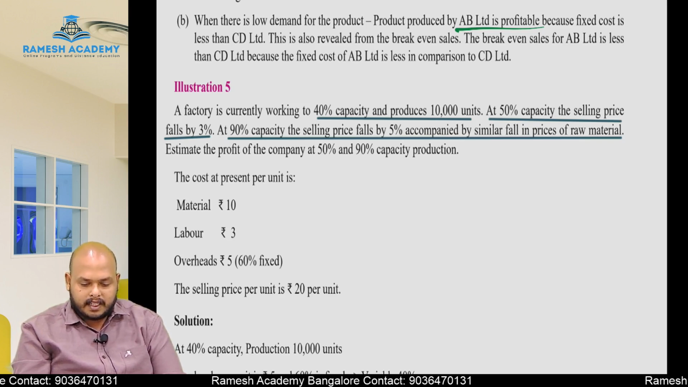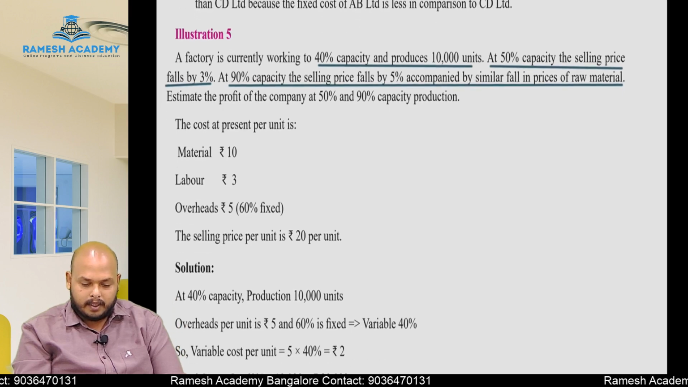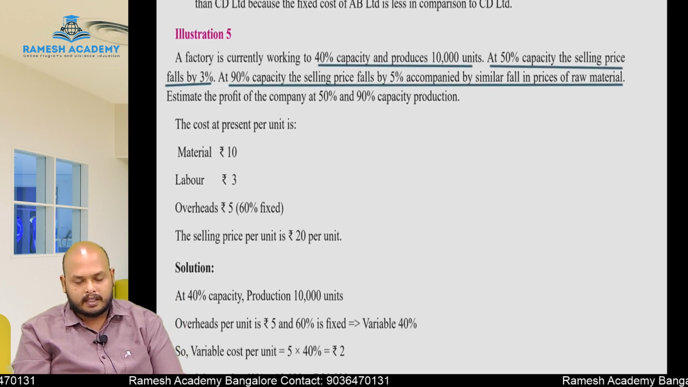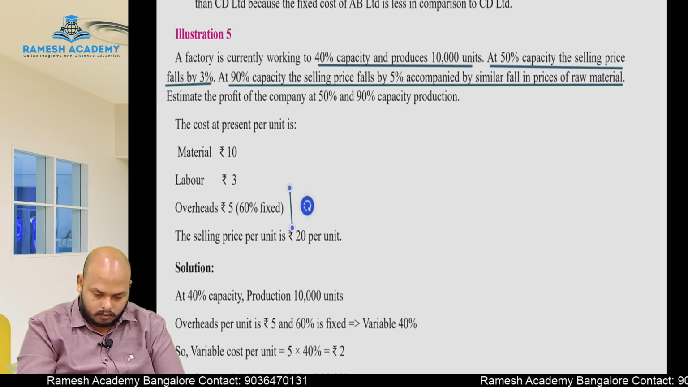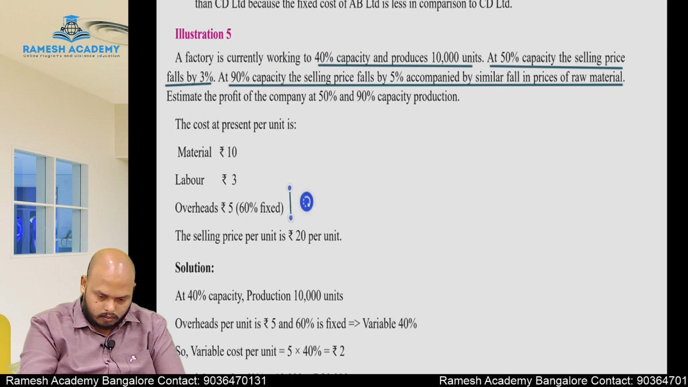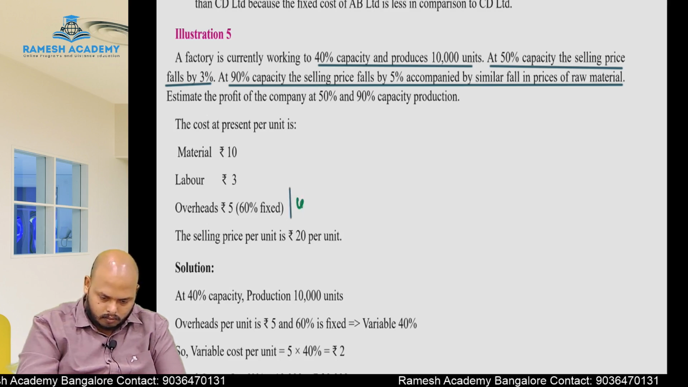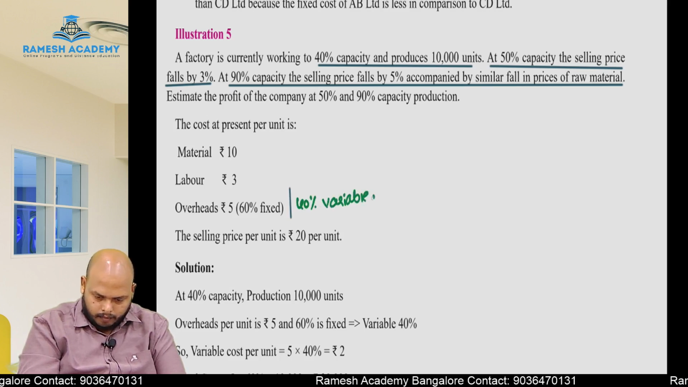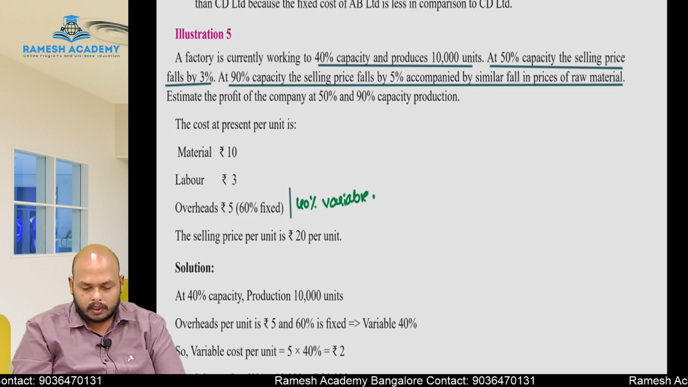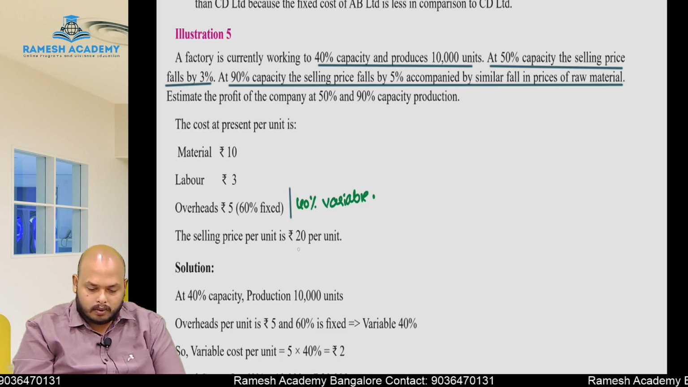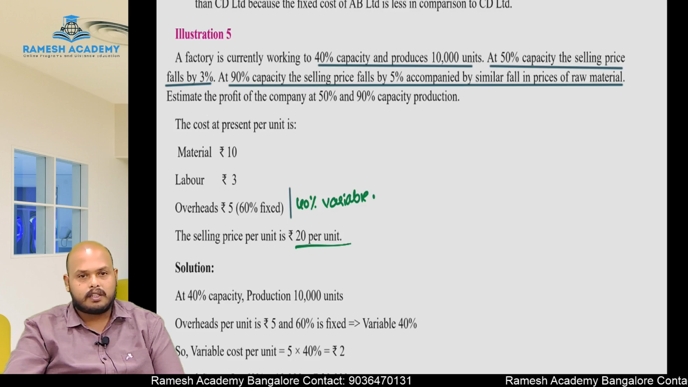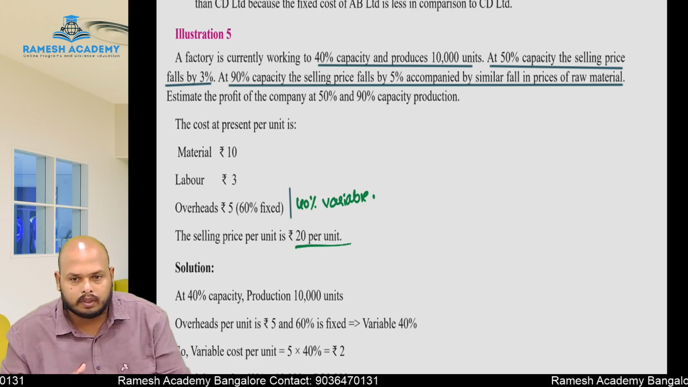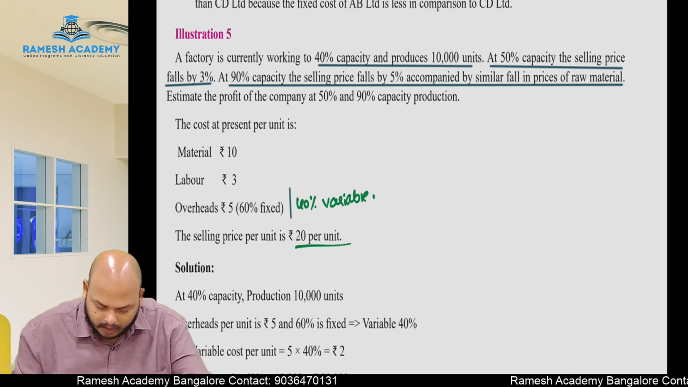The cost at present is material 10 rupees, labor 3 rupees, overheads 5 rupees, 60% fixed, meaning 40% variable. Selling price per unit is 20 rupees per unit. So this is the given data. Okay, so let us prepare the budget now.